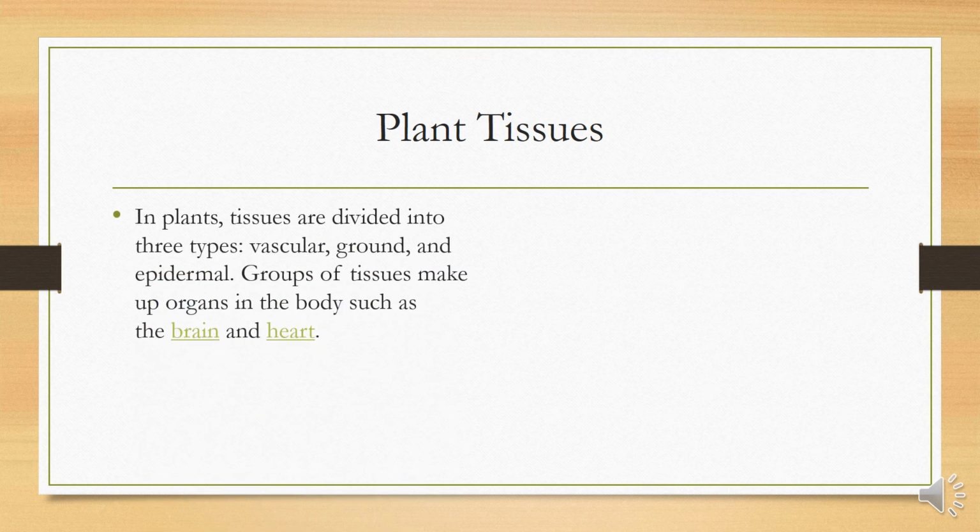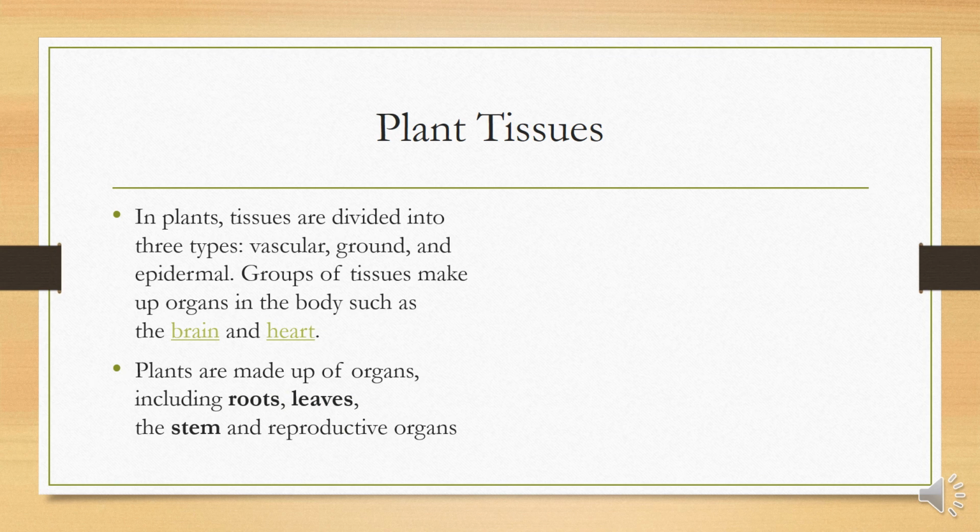Plant tissues again are divided into three types: vascular, ground, and epidermal tissues. Groups of tissues make up organs in the body, such as brain and heart, but in plants, the organs are roots, leaves, stem, and reproductive organs.